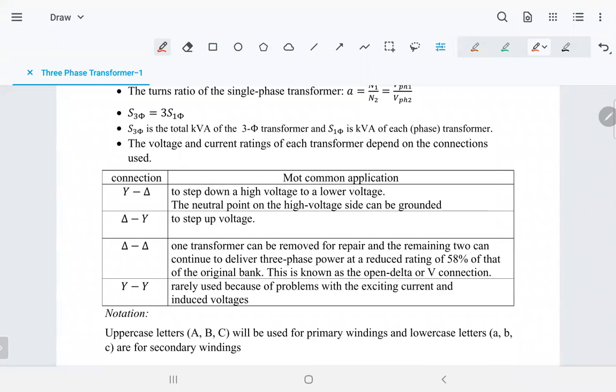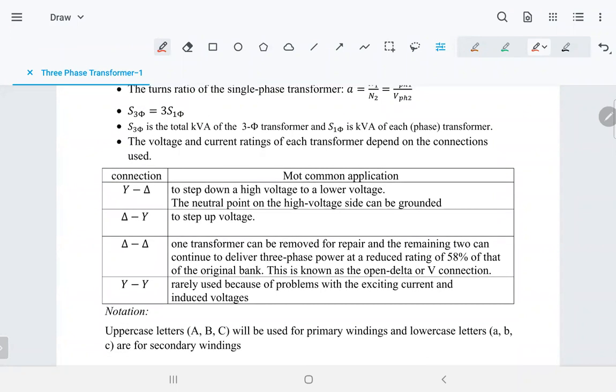Okay. Now let's look at the voltage rating. What about the voltage rating? It depends on the connection. Are you connected Y or delta? I'm going to show you. If it's connected delta, the line voltage equals the phase voltage, as you know. But if you connect star, the line voltage would be square root of 3 times the phase voltage. And that is in three phase. But let's see the connection.